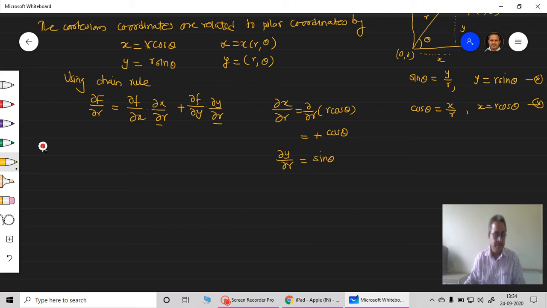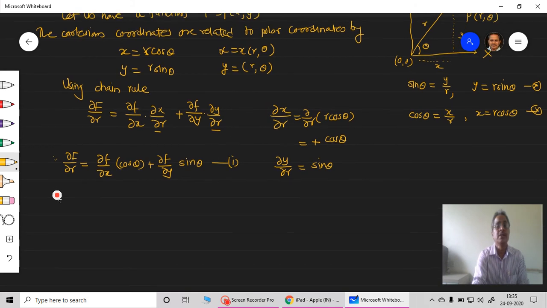And if I use this here, I'll get ∂F/∂r is equal to ∂F/∂x, which remains as it is, into cos theta, plus ∂F/∂y into simply sin theta. Call this equation 1 in this case.